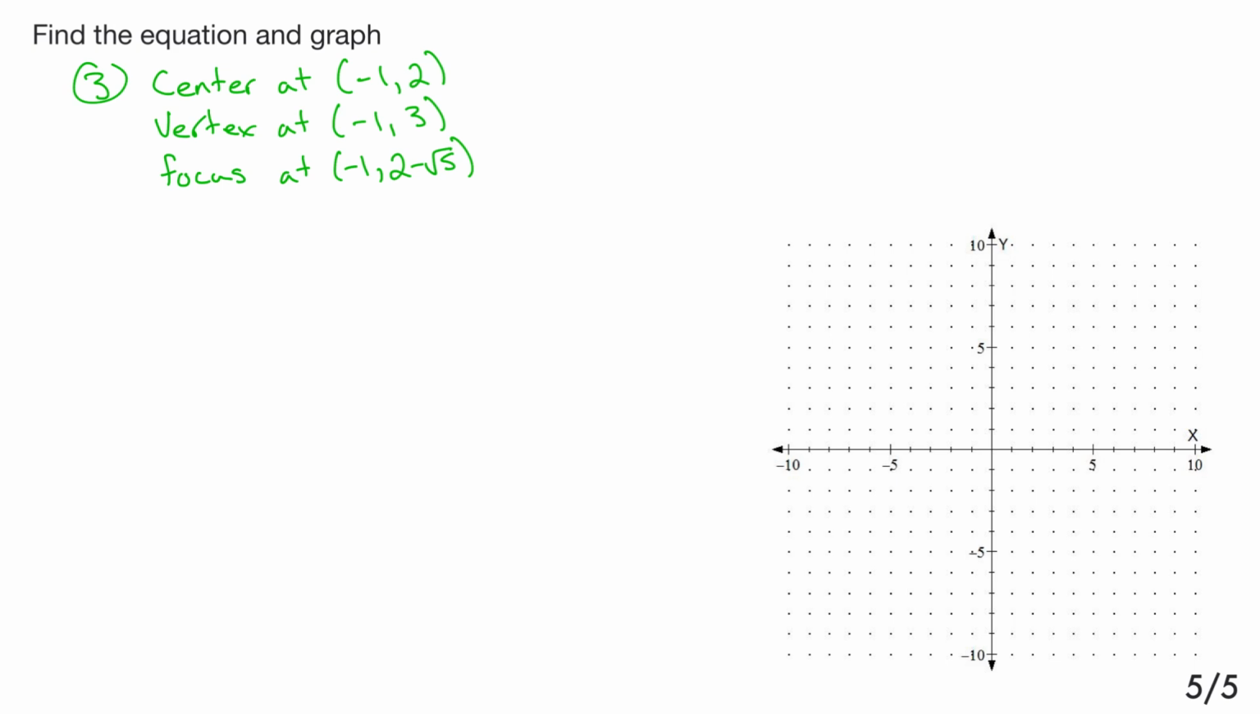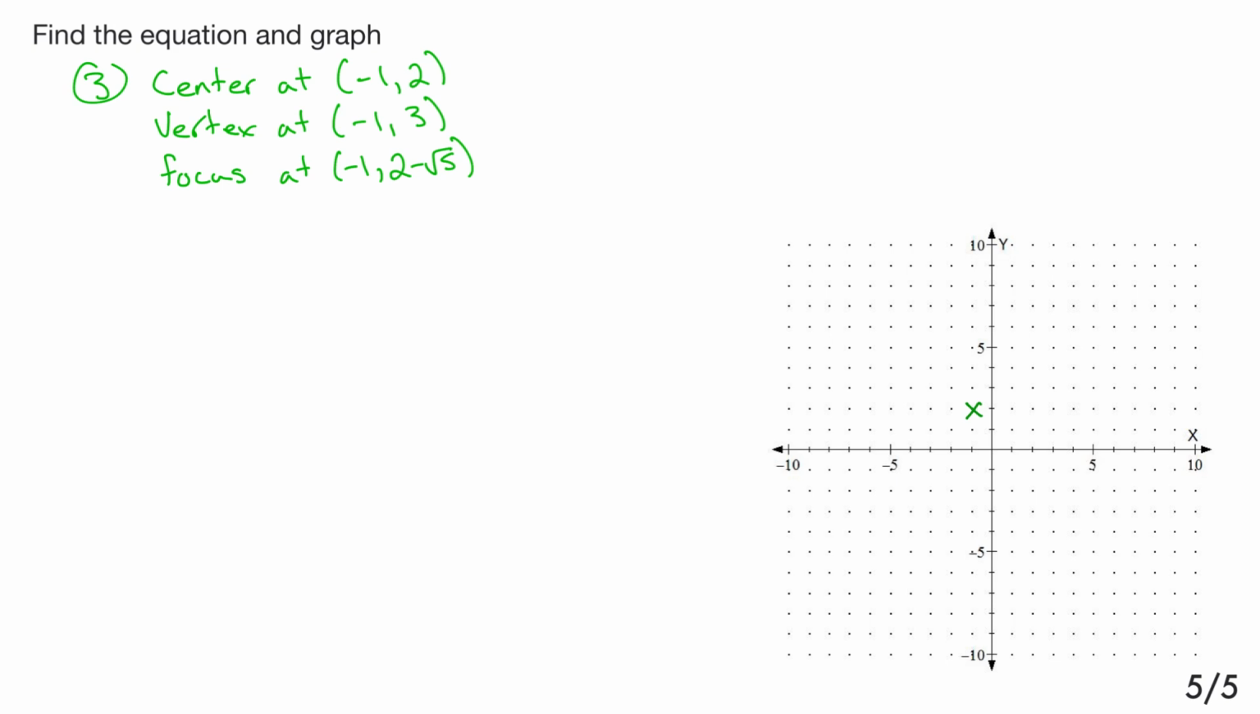But let's backwards map this. So first, the center is at -1 comma 2. So we're going to go left 1 and then we're going to go up 2. So there's our center right there. So at the very least, I know it's going to be x plus 1 in the parentheses, and I know it's going to be y minus 2. And I know that because that's how I would get that center.